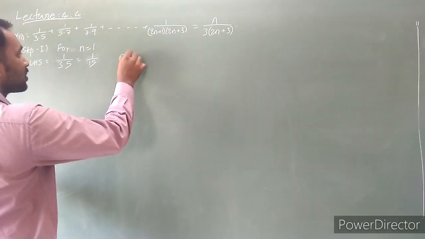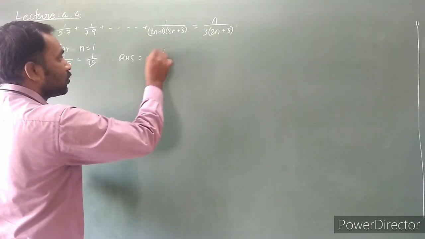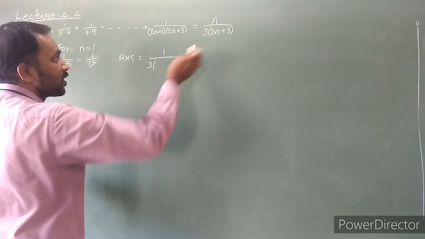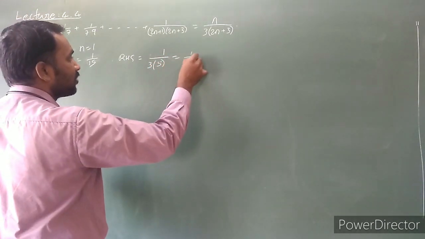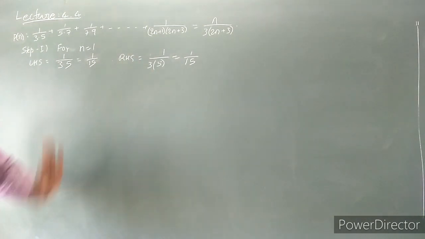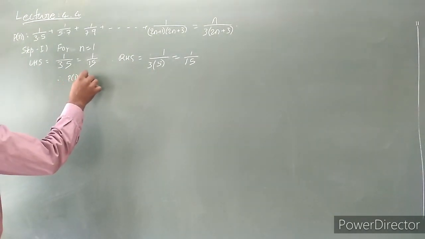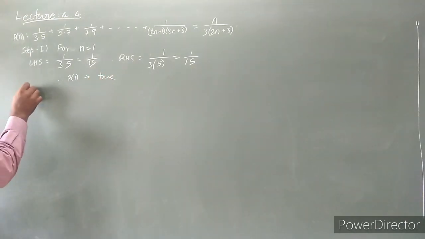Similarly, go for the RHS. Wherever n is there, replace it with 1. 1 divided by 3 into 2 plus 3. 2 plus 3 is 5. 5 threes are 15. So 1 divided by 15. LHS is equal to RHS. Therefore, P of 1 is true.